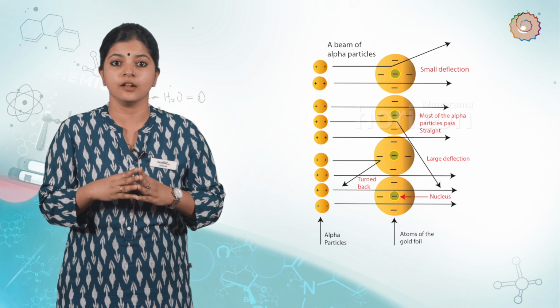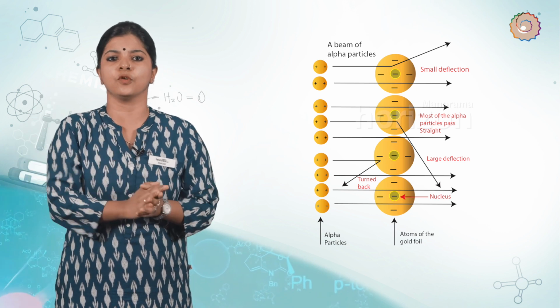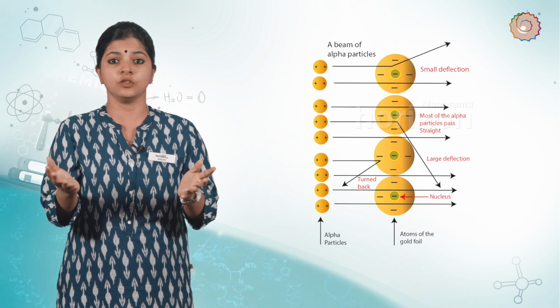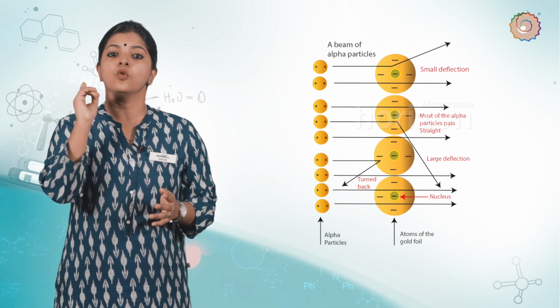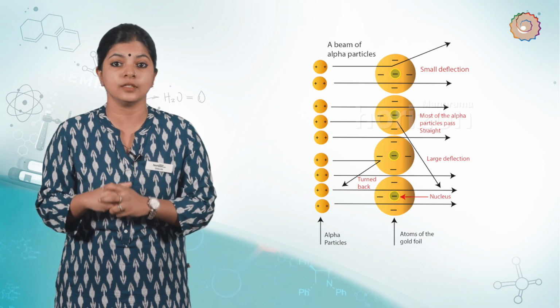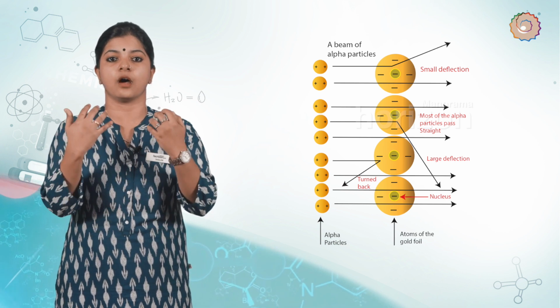Most of the fast-moving alpha particles passed straight through the gold foil. Some of the alpha particles were deflected by the foil by small angles. Surprisingly, 1 out of every 12,000 particles appeared to rebound.